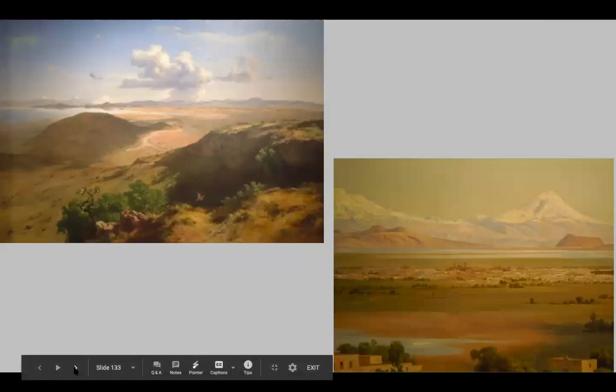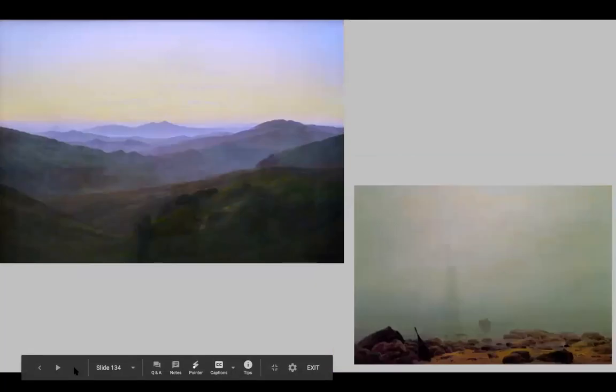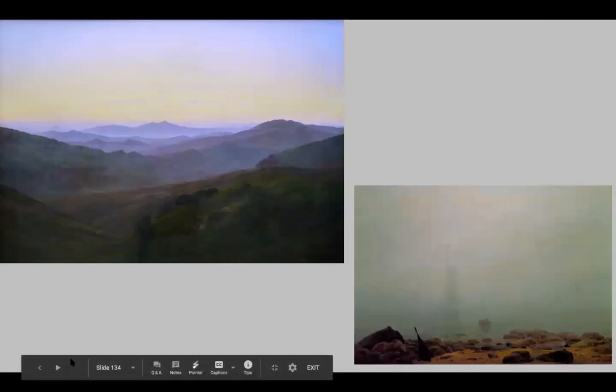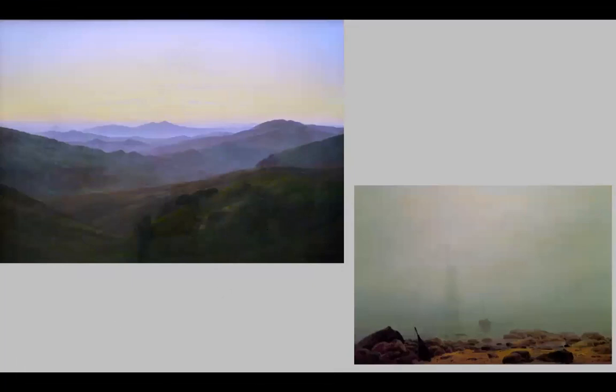Other Velasco paintings. This is a Velasco here, but you can see how he was influenced by Friedrich. Okay, that is all we have for today.